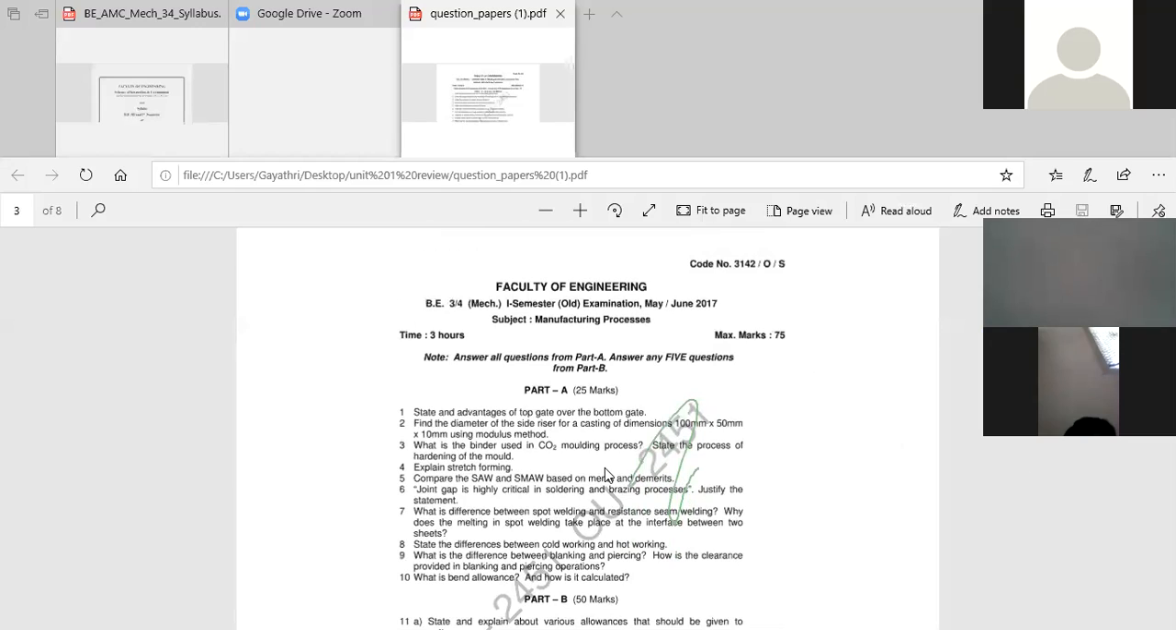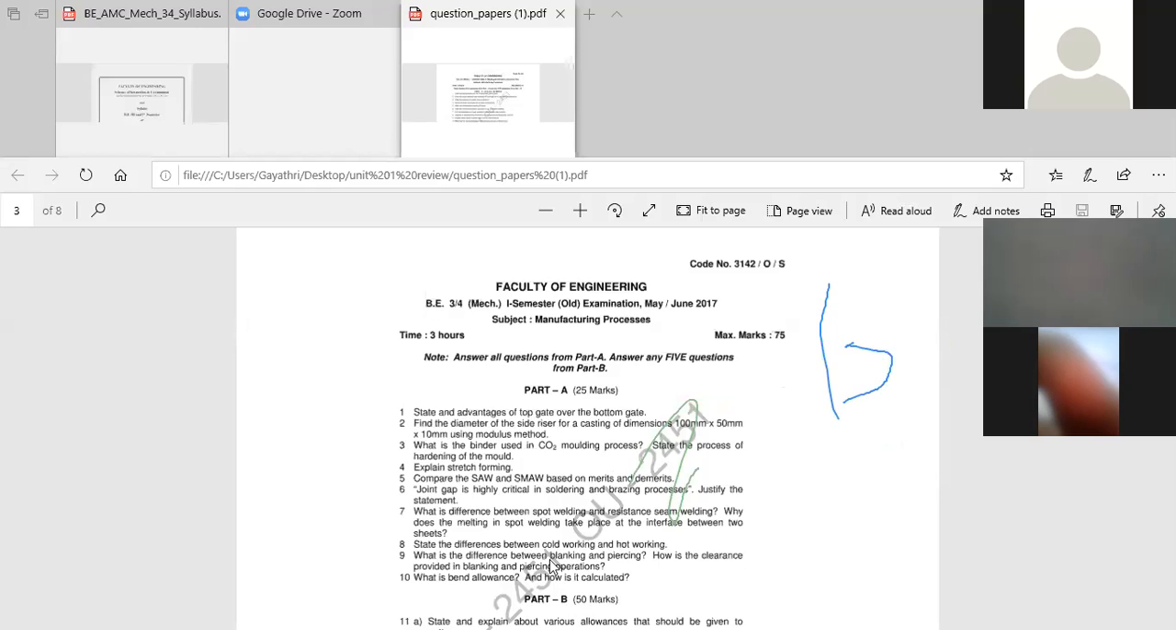From 2017, the first question: top gate versus bottom gate. Please write it. Top gate will be on the cope box, bottom gate will be on the drag box. Top gate will fill fast, bottom gate will not fill very fast. Top gate will have turbulence, bottom gate will not have turbulence. So likewise, you should write the difference.